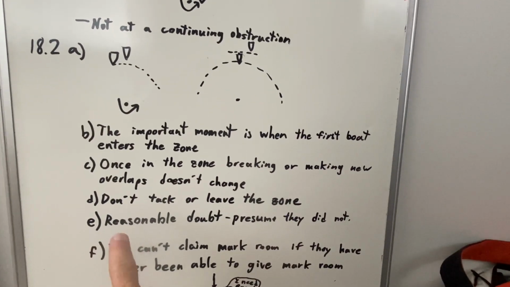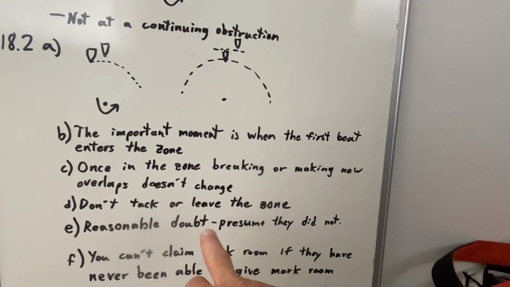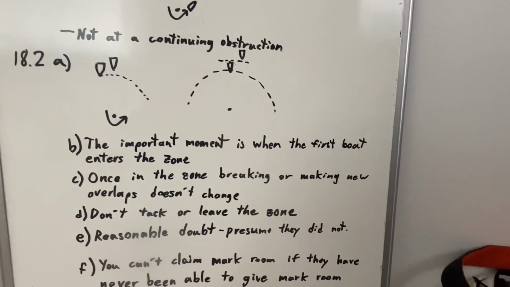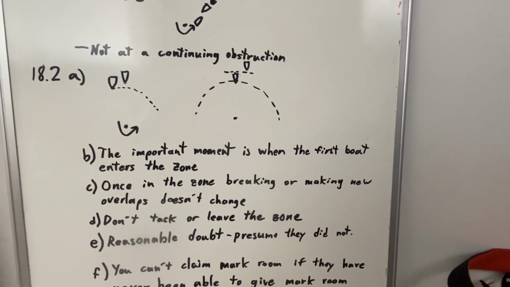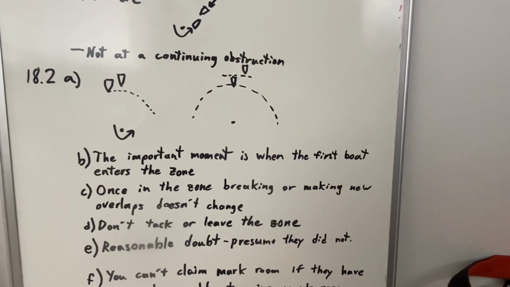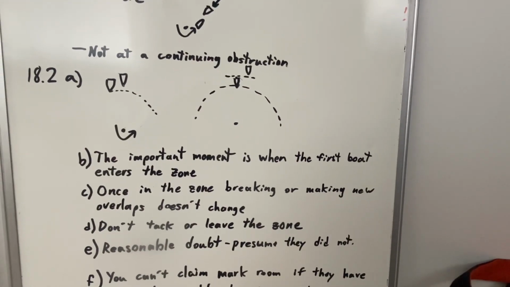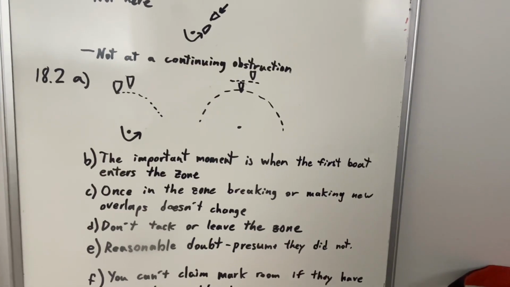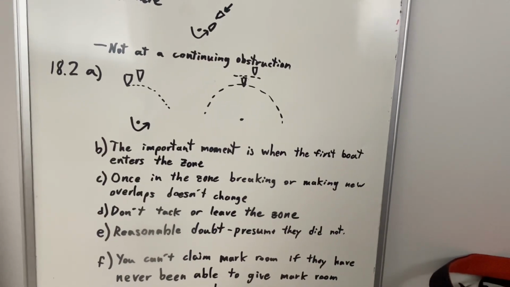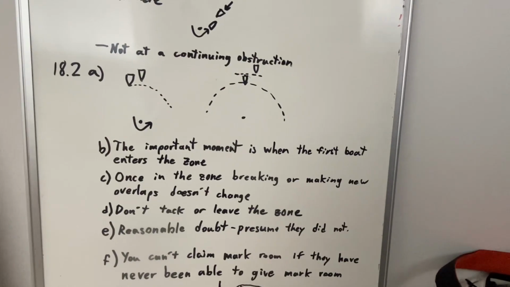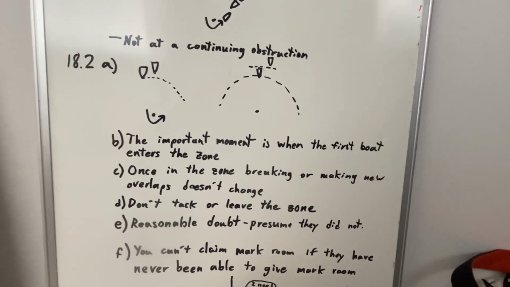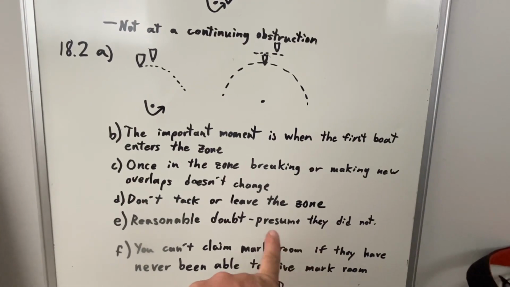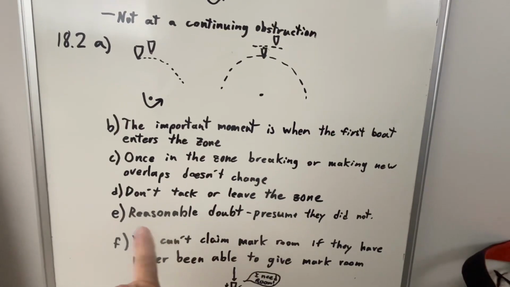Then E, I really like this one because there's often arguments about whether there's mark room or not. 18.2E says that if there's reasonable doubt that an overlap was established or that an overlap was broken, you presume that it didn't happen. So that sort of lets you say, okay, well, what happened before? And if you can prove what happened before, and then someone made a move right at the mark or right at the zone, you can argue that it was done too late.